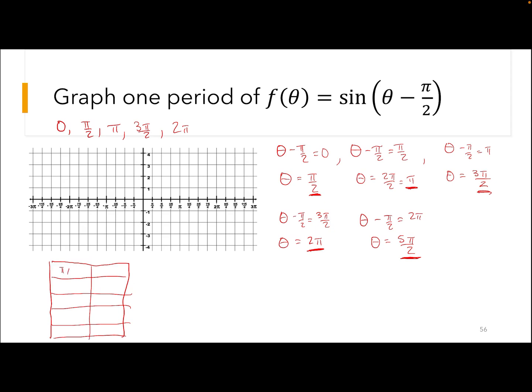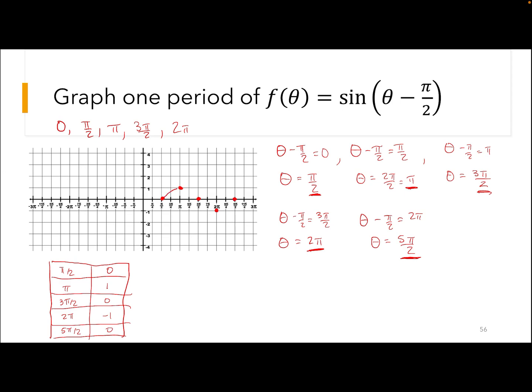So now our new points are pi over 2, pi, 3 pi over 2, 2 pi, and 5 pi over 2. And those sine values are still going to be the same. We start at 0, go up to 1, go back to 0, go down to -1, and go back to 0. So now we need to plot the point pi over 2, 0. That point is here. The point pi, 1 is going to be right here. 3 pi over 2, 0 is right here. 2 pi, -1 is right here. And 5 pi over 2, 0 is here.